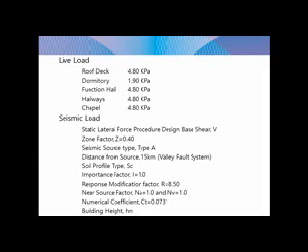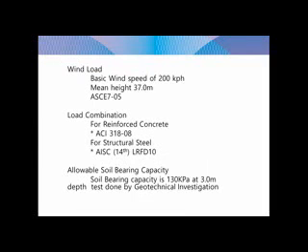Mean height of 37. We have the load combination: for concrete we use ACI 318 plus C8, and for structural steel, AISC 14, LRFD 10. The allowable soil bearing capacity is 130 kPa at 3 meter depth, tested by the geotechnical investigation.